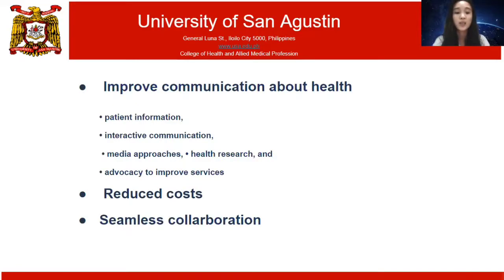Next is to improve communication about health, including the improved information flows among health workers and the general public, better opportunities for health promotion and health communication, and improved feedback on the impact of health services and interventions, including patient information, interactive communication, media approaches, health research, and advocacy to improve services.